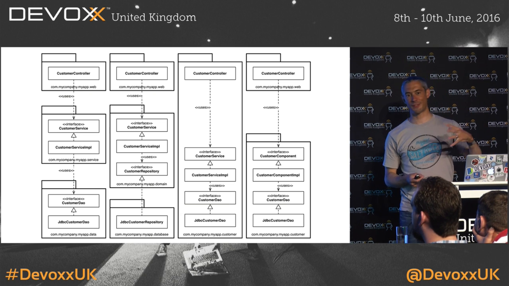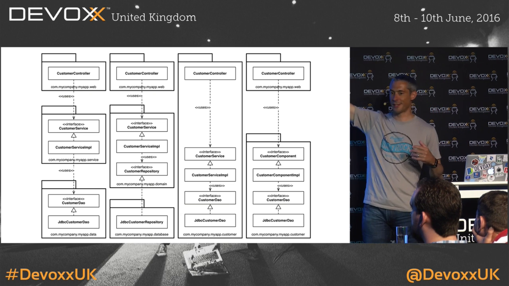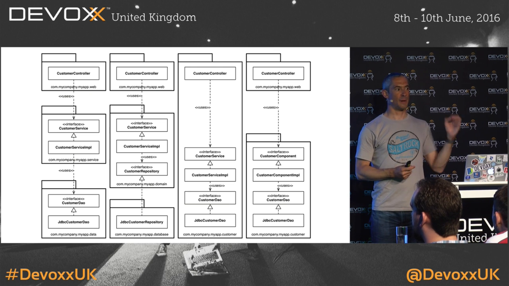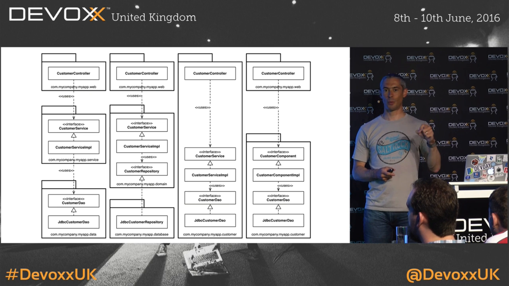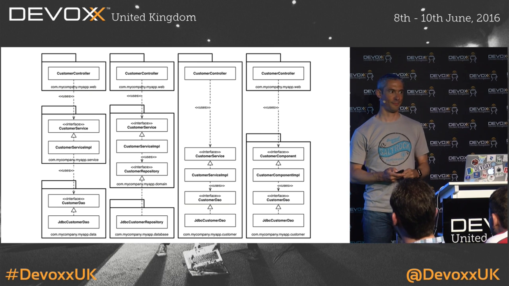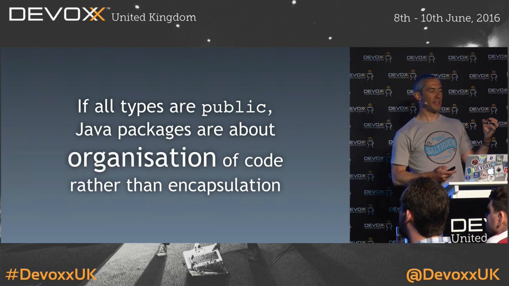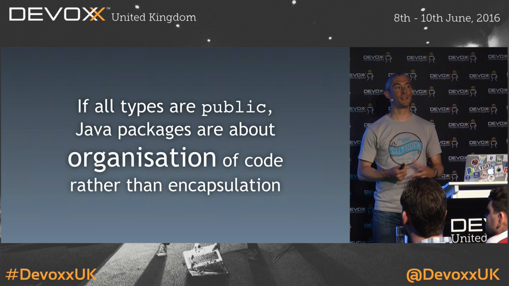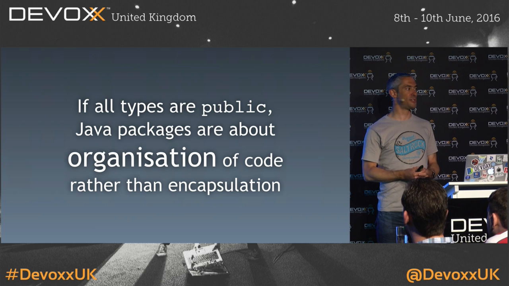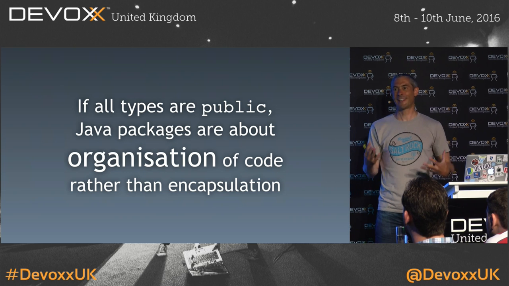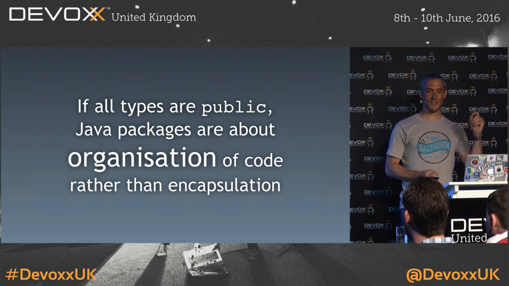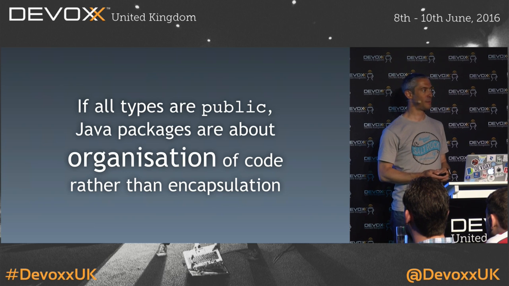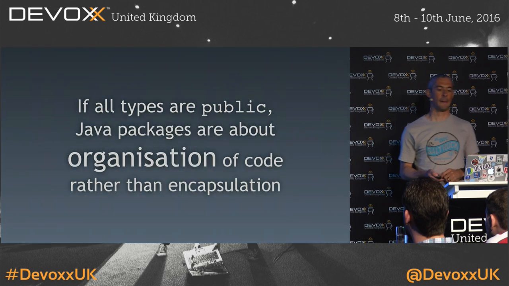The problem is, lots of the examples I see on the internet, if you go look at these things on GitHub and you try and find examples of, say, a hexagonal architecture, most examples make all of the Java types public. The problem with having all of the types as public is you're not using the packaging mechanism Java gives you. And all you're doing is using packages like folders, essentially. You're using packages as a way to organize code rather than encapsulation. This is a really, really neat trick. So let's go back to that same diagram and remove the packages. Because if all the types are public, the packages don't really matter.